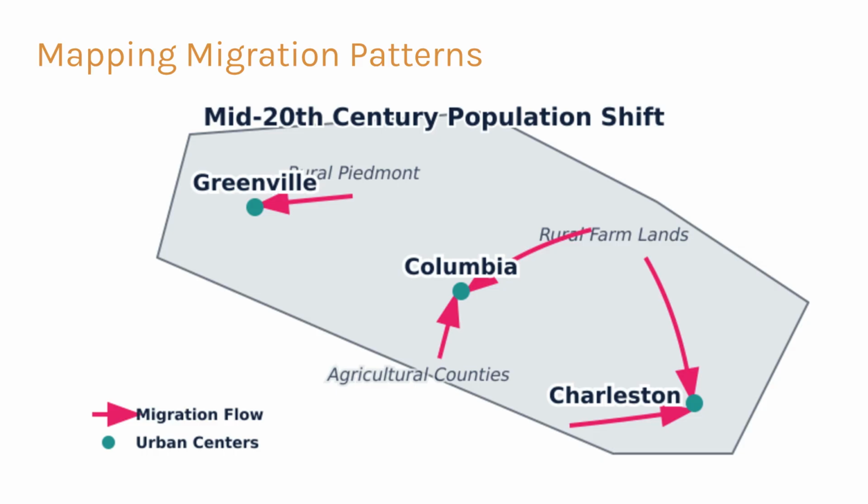This map illustrates the mid-20th century population shift. Migration flowed from rural farmlands, agricultural counties, and the rural Piedmont toward growing urban centers like Columbia, Charleston, and Greenville.